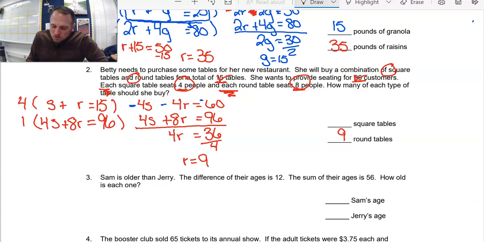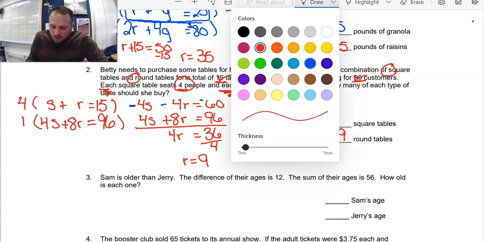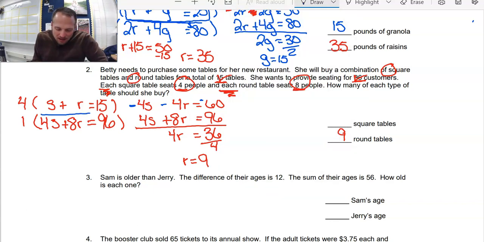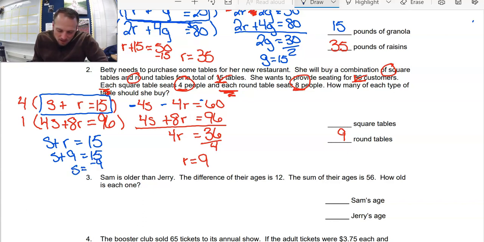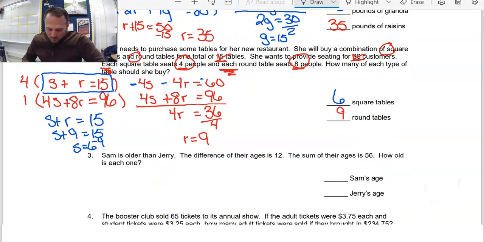I can come back and choose any one of these equations that I think looks easy. I think this equation right here looks the easiest. So I'm going to write it: s plus r equals 15. And r equals 9, so we've got s plus 9 equals 15. Next step, subtract the 9, and we're going to get s equals 6. So we've got 6 square tables and 9 round tables.